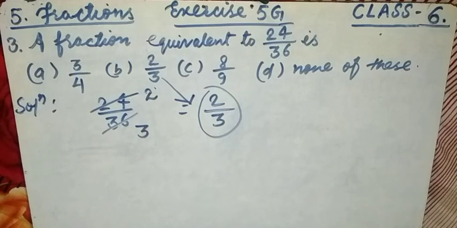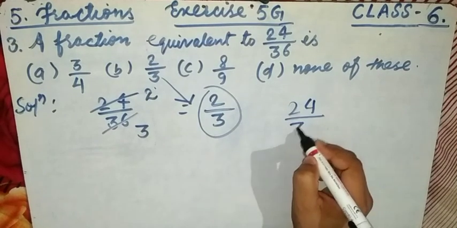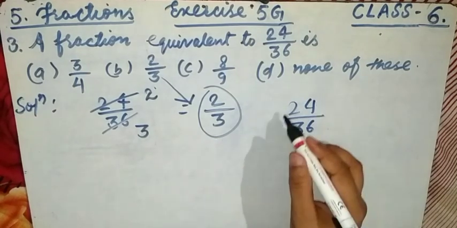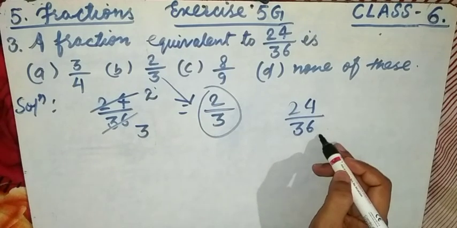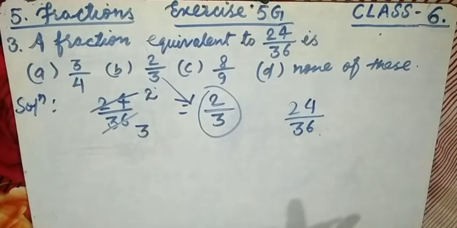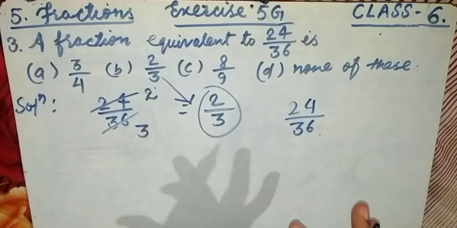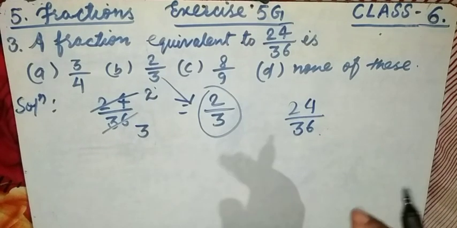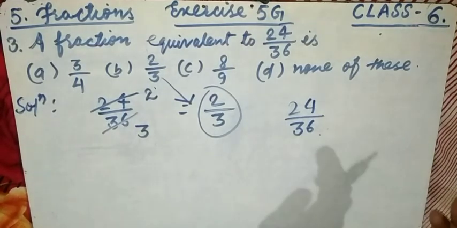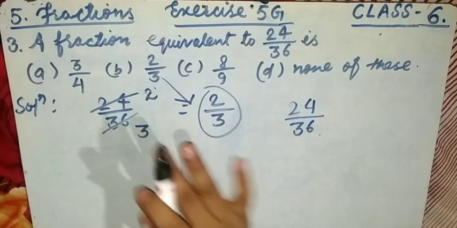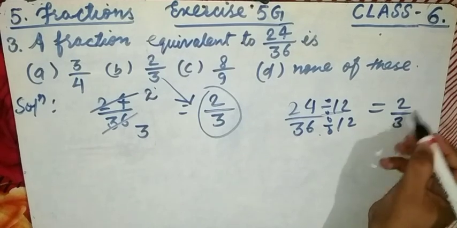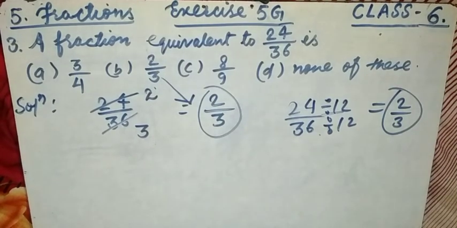And always remember, friends, in order to find the equivalent fractions, find the HCF of the numerator and denominator, then divide by the HCF, and we will get the equivalent fraction. Or an equivalent fraction is obtained when the same non-zero number is multiplied in the numerator and denominator, or the numerator and the denominator are both divided by the same non-zero number. Okay, this 2 by 3 is your answer. Both are the same. This is 2 by 3. I hope you will get it.